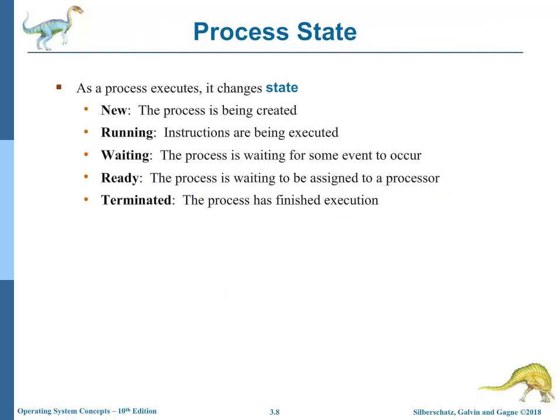As a process executes, it changes state. The state of a process is defined in part by the current activity of that process. A process may be in one of the following states. New: the process is being created. Running: the instructions are being executed. Waiting: the process is waiting for some event to occur. Ready: the process is waiting to be assigned to a processor. Terminated: the process has finished execution.